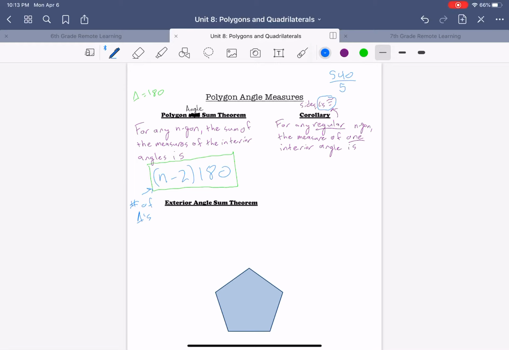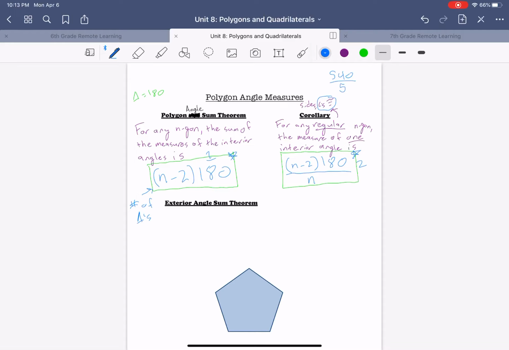All right, so that means we're going to take our formula over here: n minus 2 times 180, and we're going to divide by the number of angles that we have, which is the same as the number of sides, which is n. Okay, so these are our two big formulas that we need to know. Our first one gives us the measure of all of the angles, and our second gives us the measure of one angle if we have a regular polygon.